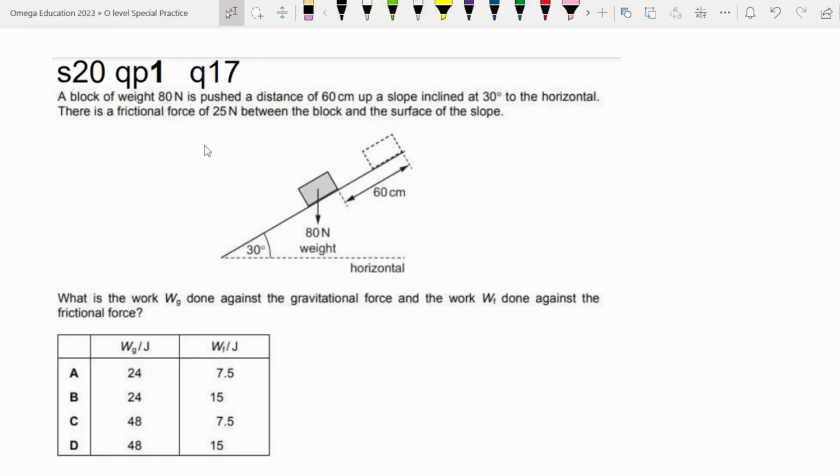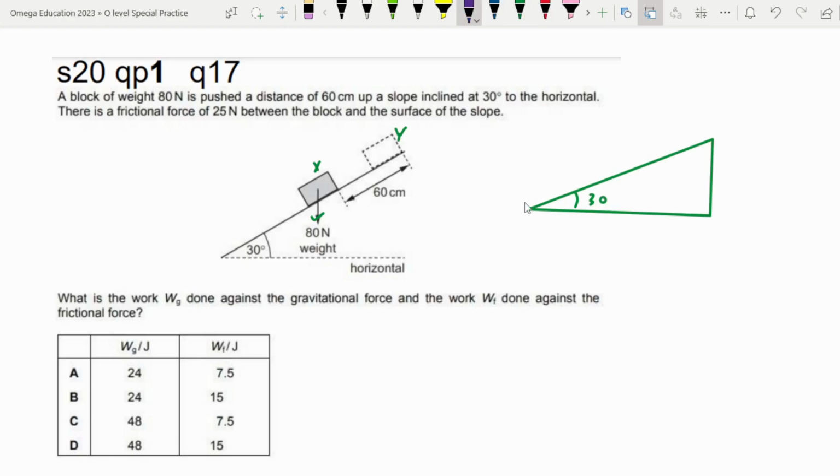So here we have this one. The weight of the block is given as 80 Newton, which would be the product of mass and 9.81, the gravitational field strength. The distance covered is 60 centimeters from point X to, let's say, point Y, and the slope is 30 degrees. So it could be something like this, 30, and let's say the starting point is point X.